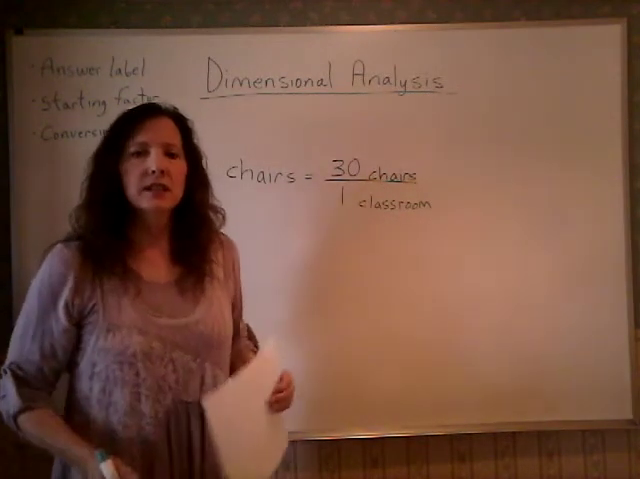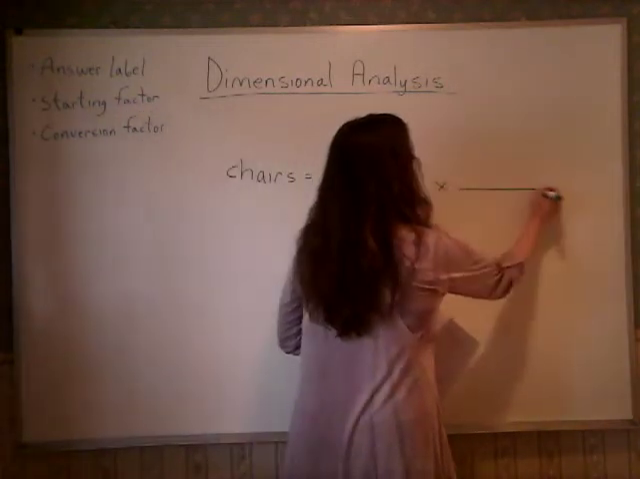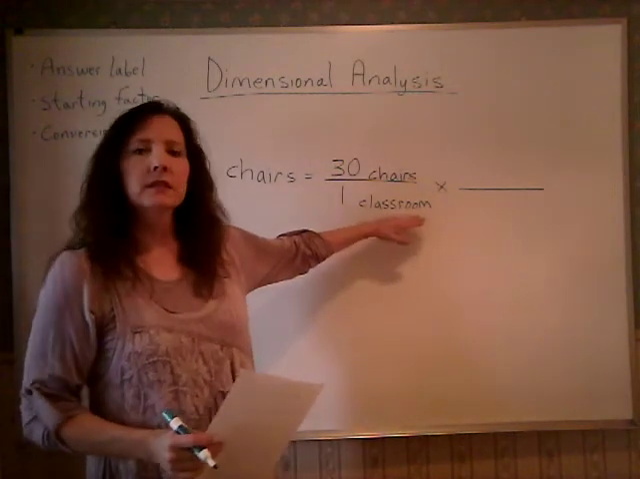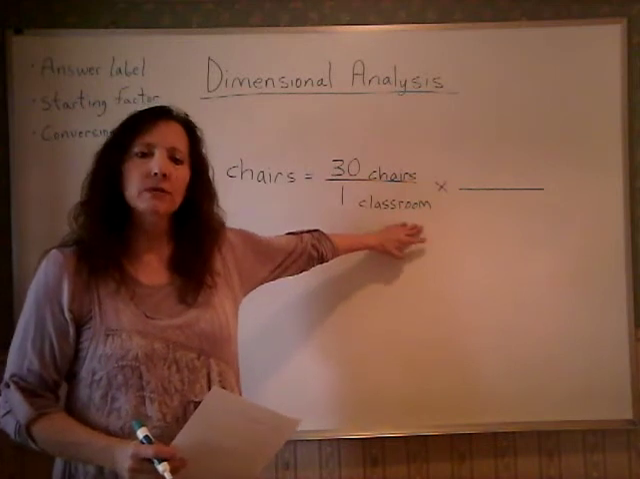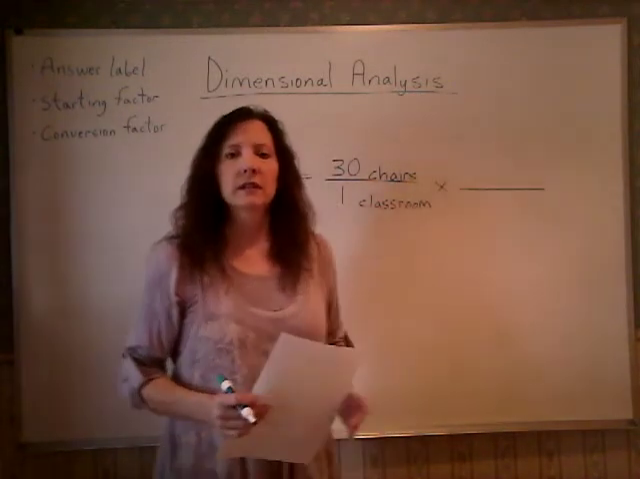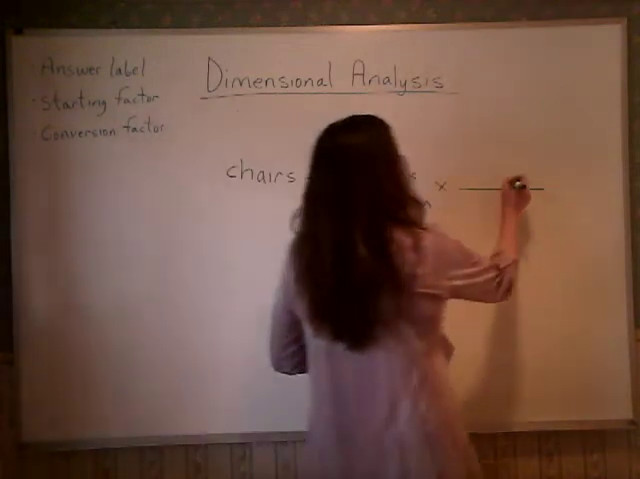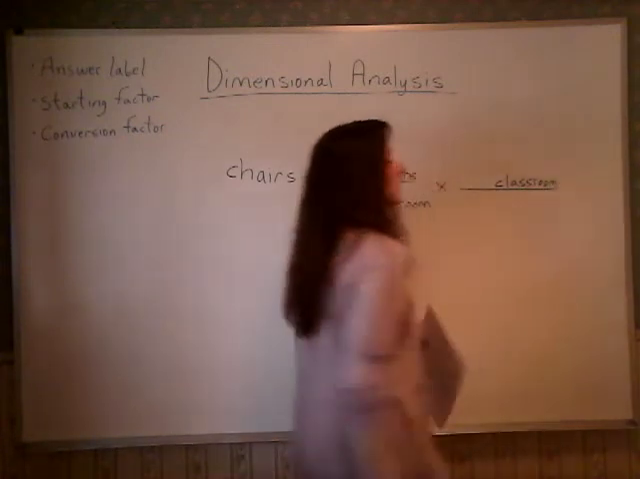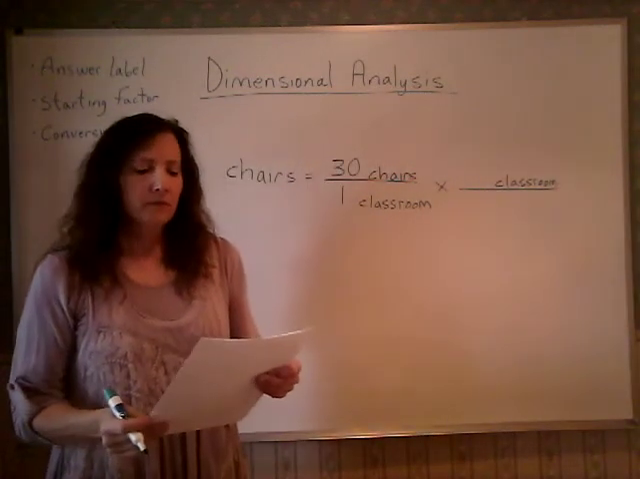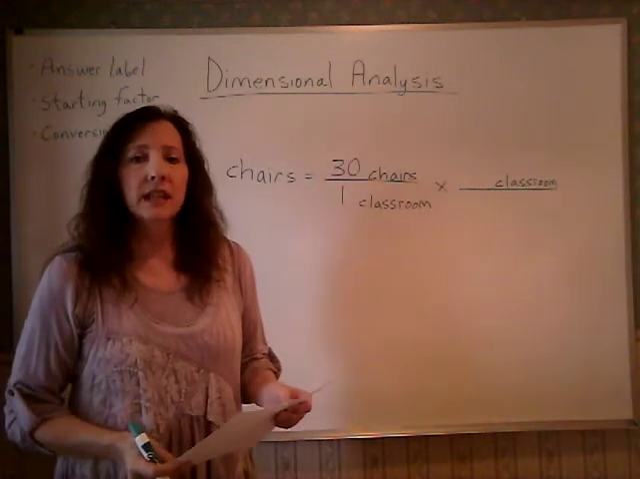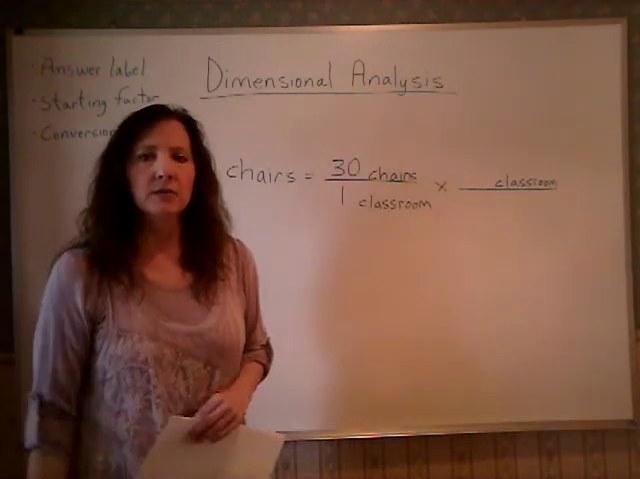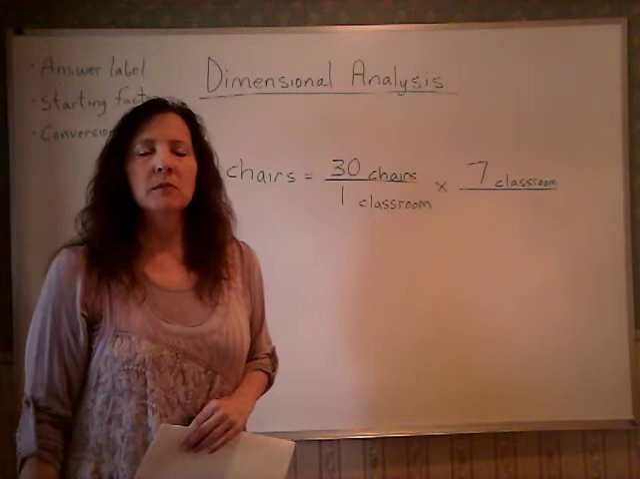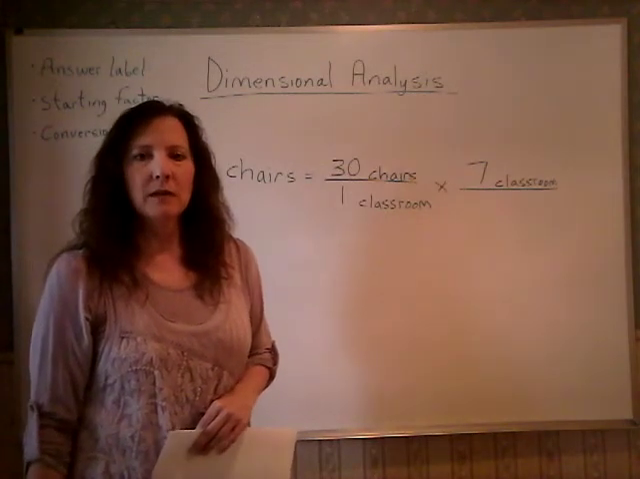Then we put a multiplication sign, draw another line, and this is an important point. We take the unit of measure, which is classroom, and we put it in the numerator of our next factor. And we go back to the problem, and it says how many chairs will fill 7 classrooms. So we're looking for 7 classrooms. That means we're done with our problem, and an important step is to put 1 in the denominator of the last factor.